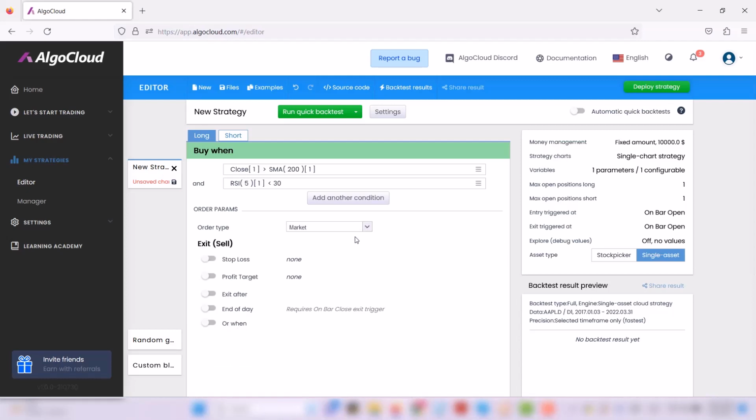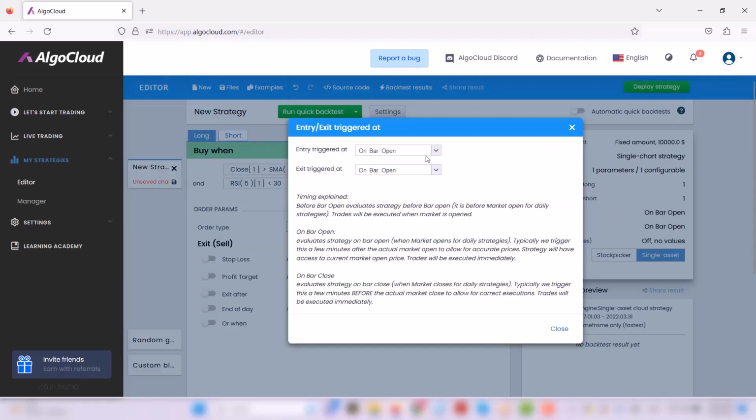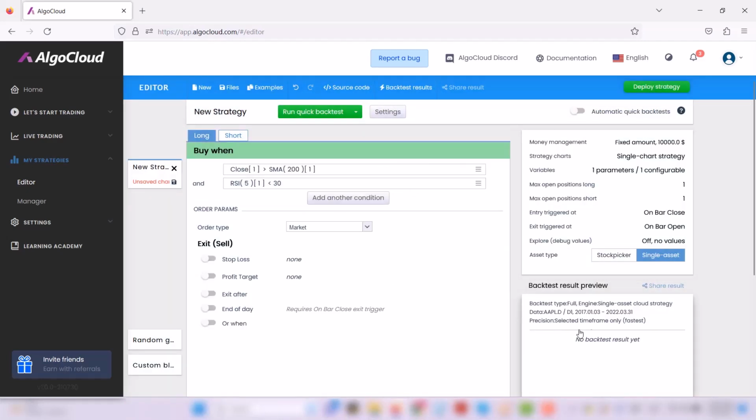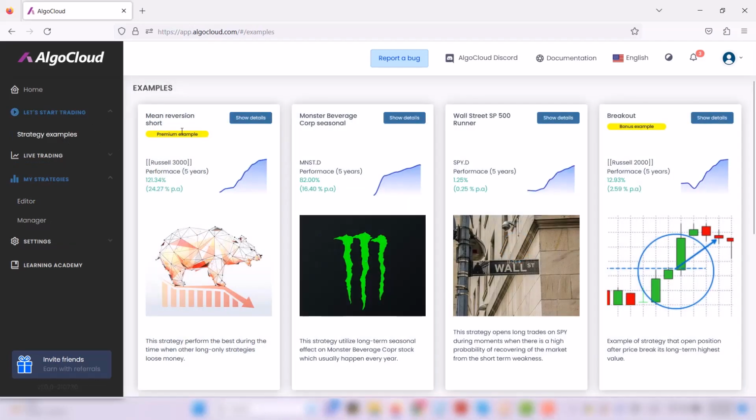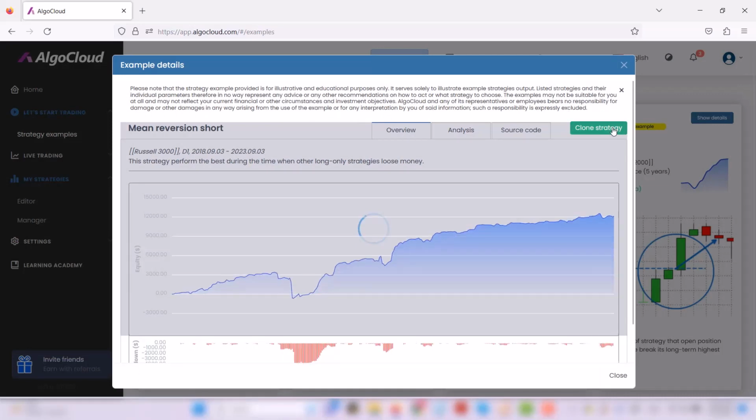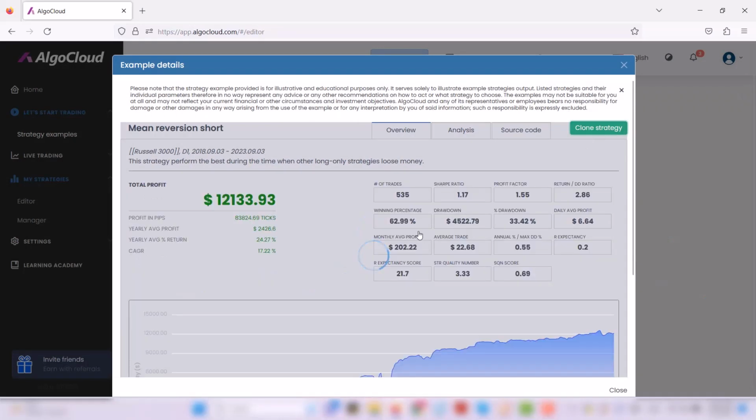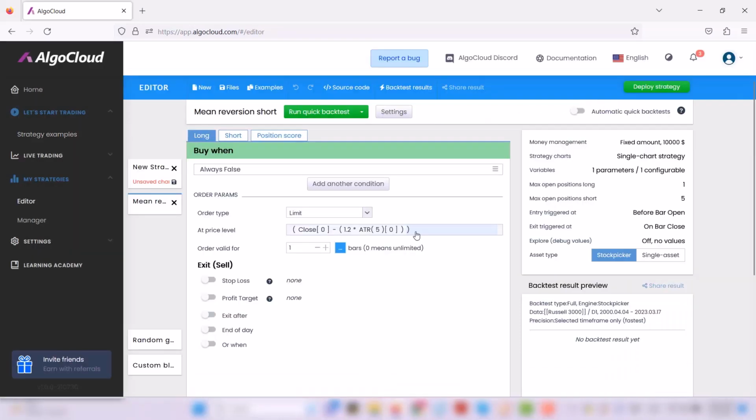It is only a good idea to set the entry to on bar close. On bar open, we could catch quite a large spread. If you would like to work with a limit order, clone the mean reversion short strategy that we have in our example strategies, because it uses this kind of order.